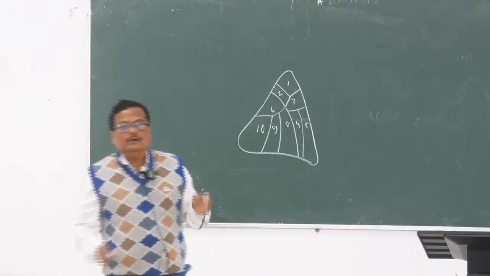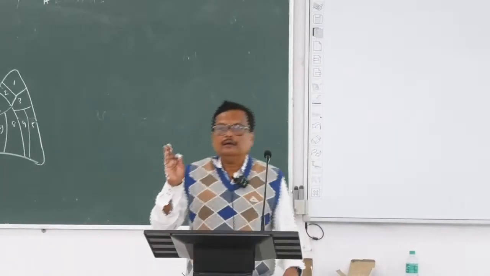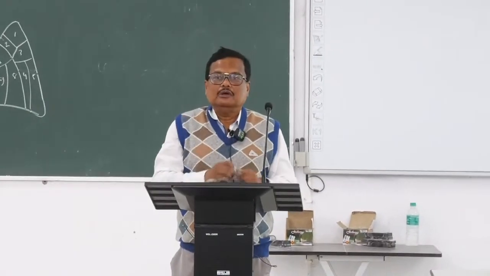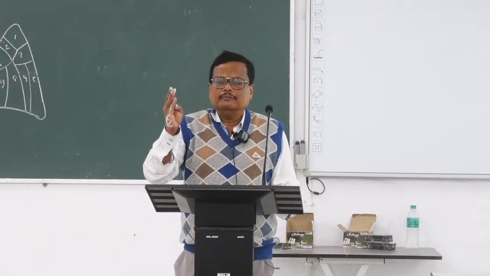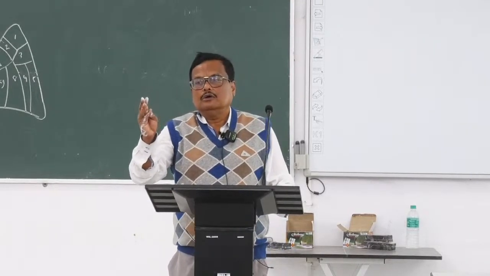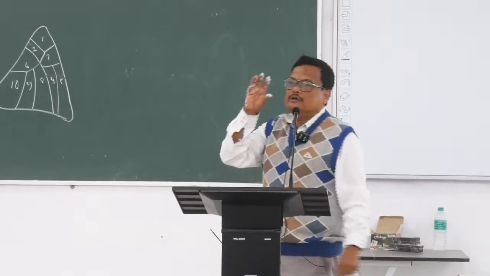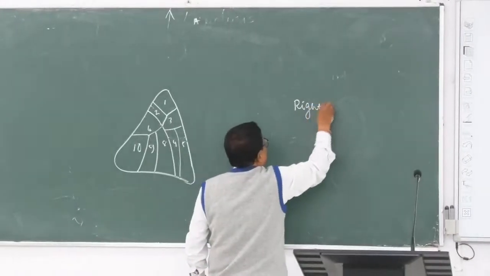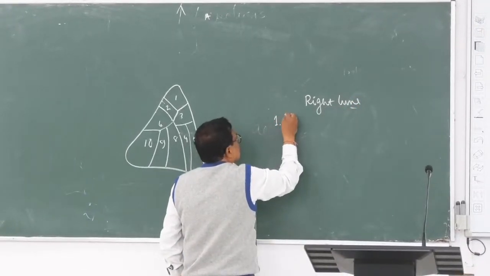So what are these? We know how many lobes there are in the right lung: 3 lobes. What are they? Superior, middle and inferior or lower. Each lobe has its fixed bronchopulmonary segments in the right lung.